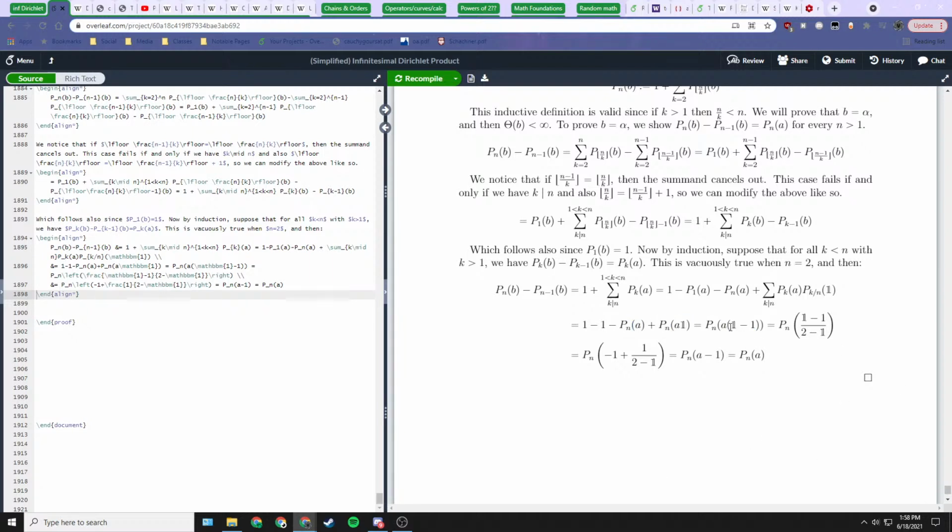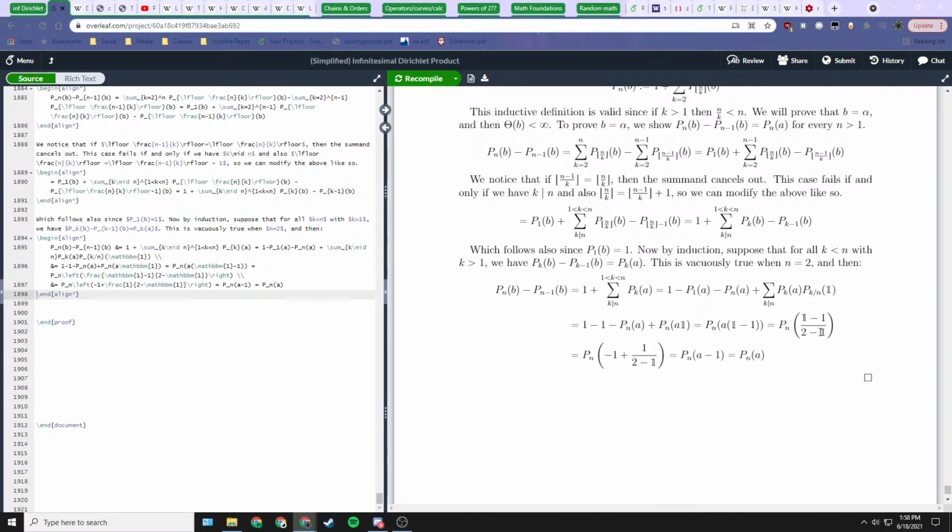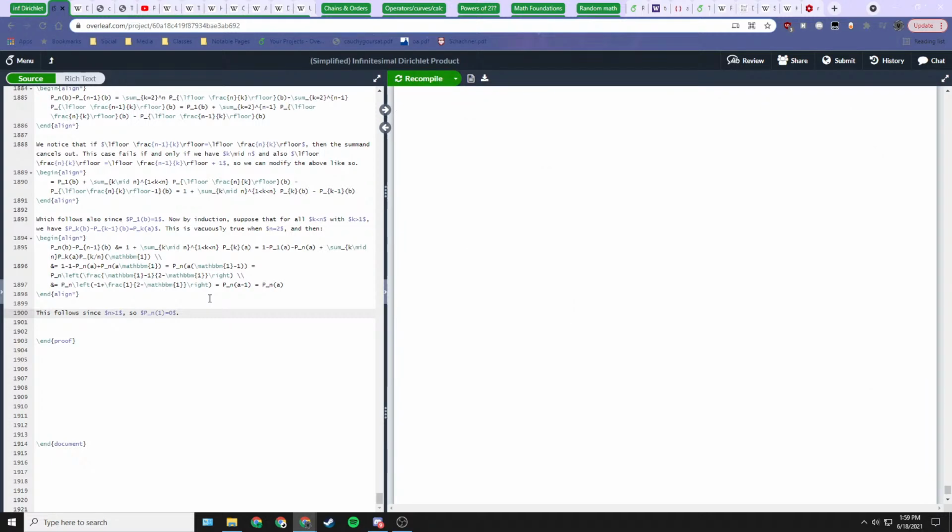And then this is just using what a is by definition. This is just our shorthand for our constant, this one. So this is just bold 1 minus 1 over 2 minus bold 1. And then we simplify this fraction out to be -1 plus 1 over 2 minus bold 1. And this checks out. But then this is just a minus 1, which is p sub n of a, which follows since n is strictly greater than 1, so p sub n of 1 is 0. And that essentially concludes the induction.